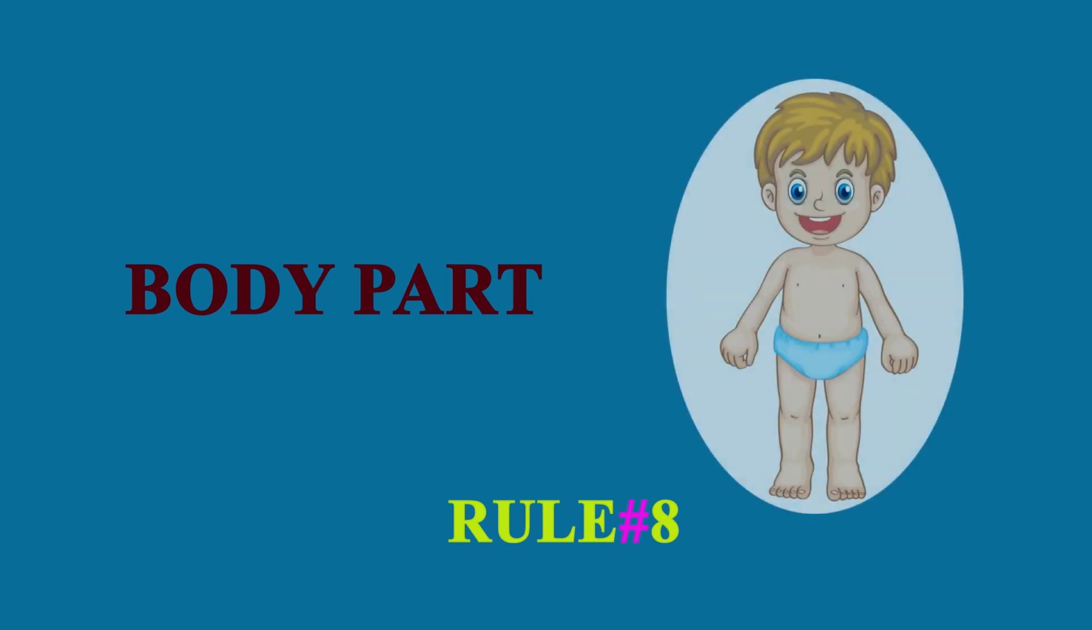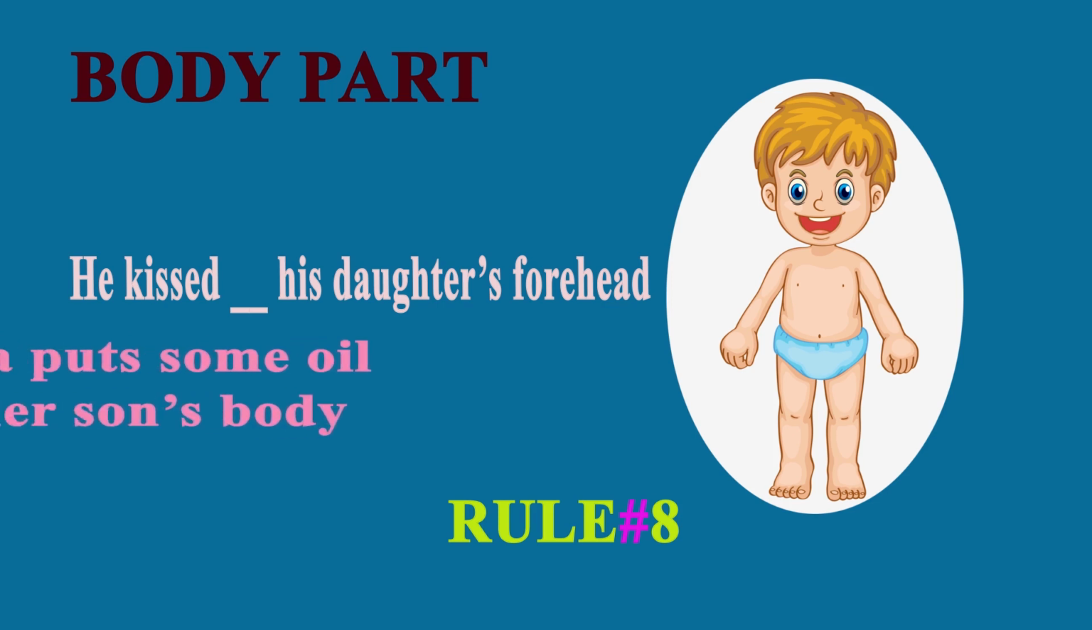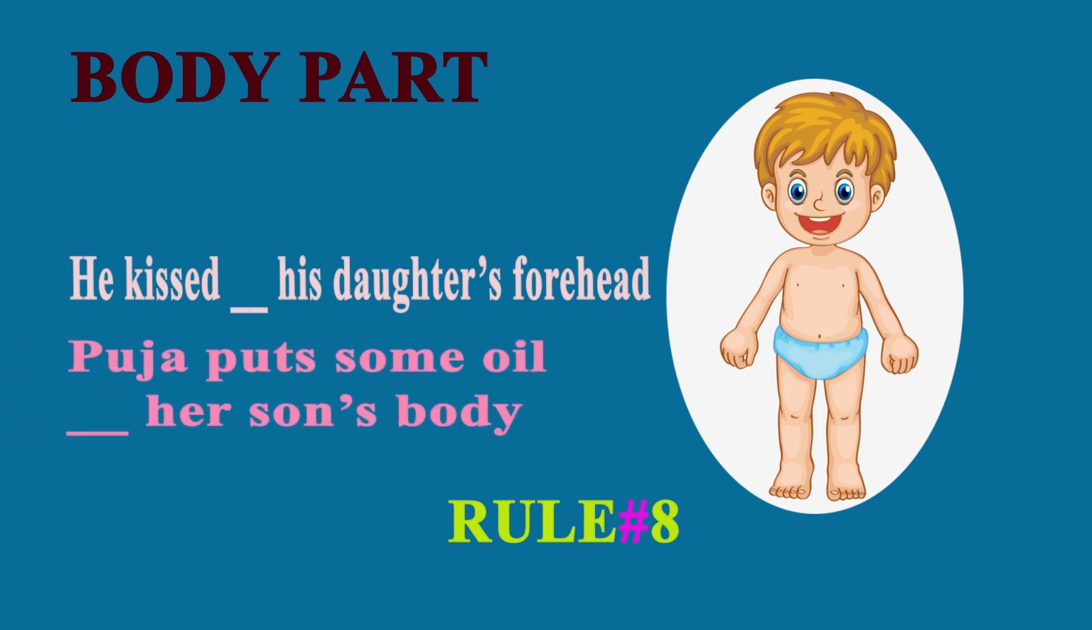Rule 8. When we refer to any body part. For example, he kissed dash his daughter's forehead. Forehead is a body part, so we will use on. He kissed on his daughter's forehead. Pooja put some oil dash her son's body. Here body is a part, so we will use on. Pooja put some oil on her son's body. Body is a part of the human being, so we will use the preposition on.